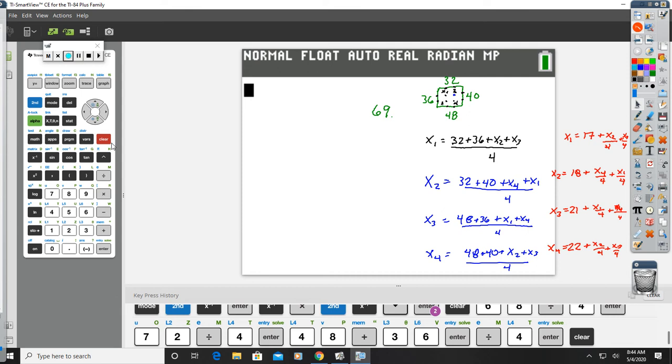Okay. So now that I have these equations, I'm going to get all of my variables on one side and my numbers on the other. So what I'm going to do is subtract these over. So I'm going to have x1 minus x2 over 4 minus x3 over 4 equals 17. After I divided all of these, I'm looking at it and I might do something here in a minute. Anyways, I had this thought as I'm doing this. So x2 minus x4 over 4 minus x1 over 4 equals 18.